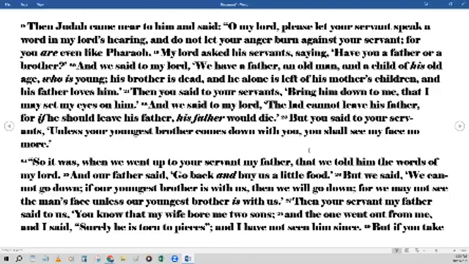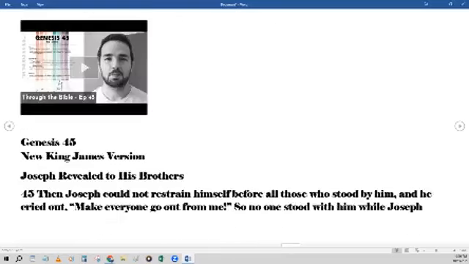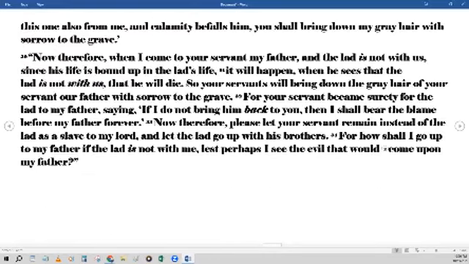So it was when we went up to your servant, my father, that we told him the words of my lord. And our father said, go back and buy us a little food. But we said, we cannot go down if our youngest brother is with us. Then we will go down, for we may not see the man's face unless our youngest brother is with us. Then your servant, my father, said to us, you know that my wife bore me two sons, and the one went out from me. And I said, surely he is torn to pieces, and I have not seen him since. But if you take this one also from me, and calamity befalls him, you shall bring down my gray hair with sorrow to the grave.